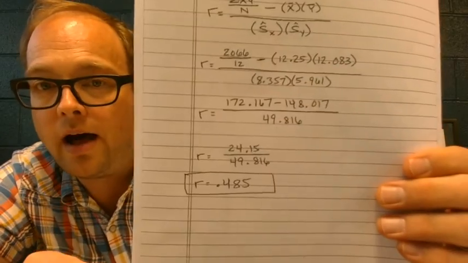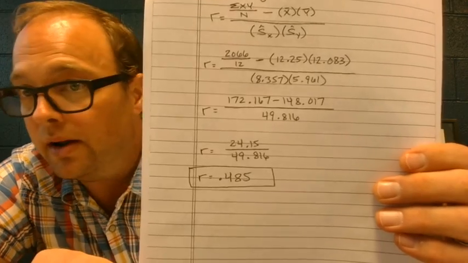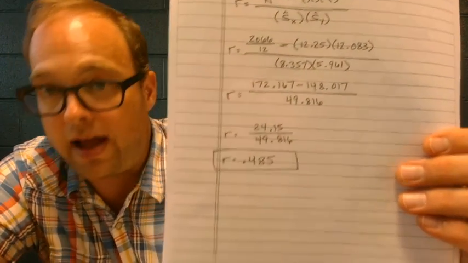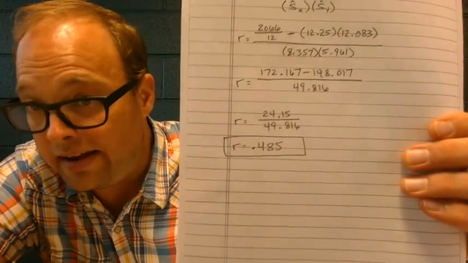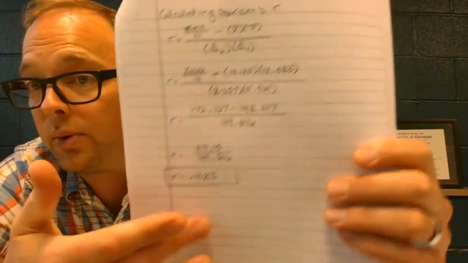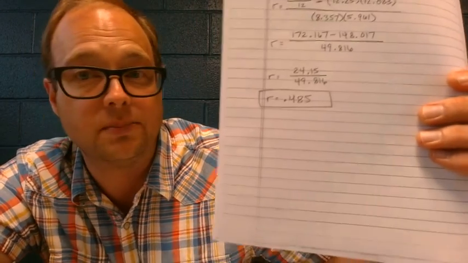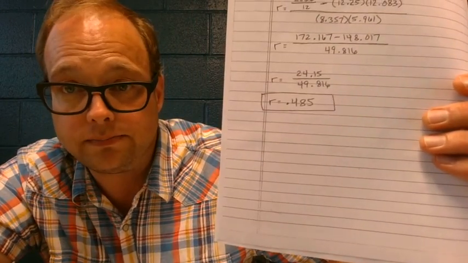In the case of the example we just ran through, the result was positive, right? 0.485 is a positive number. If it was negative 0.485, I would be calling it a negative number, but it's not negative, it's positive. So I could describe the relationship between hours spent socializing and hours spent studying as being positive. That doesn't answer the question of strength or magnitude.